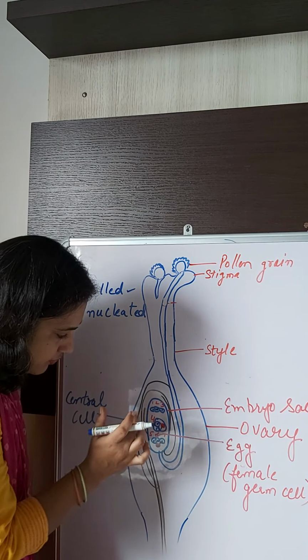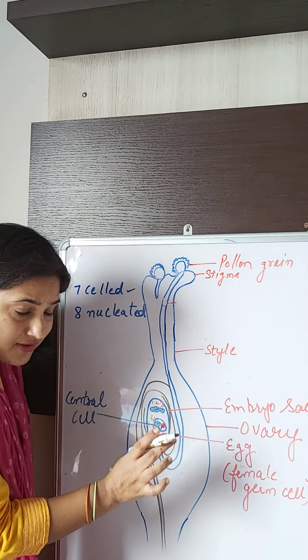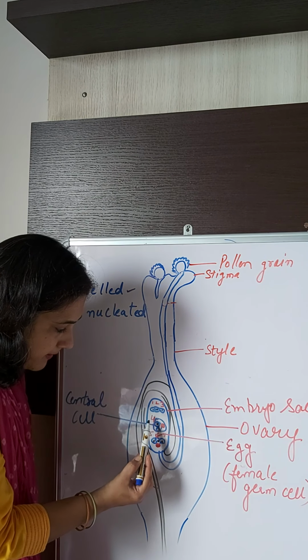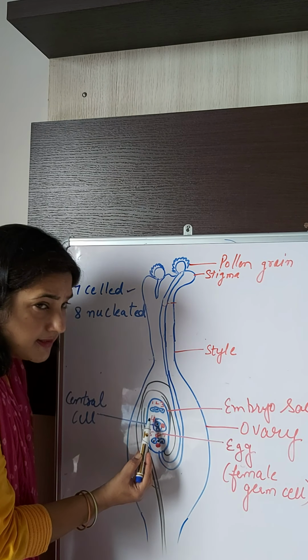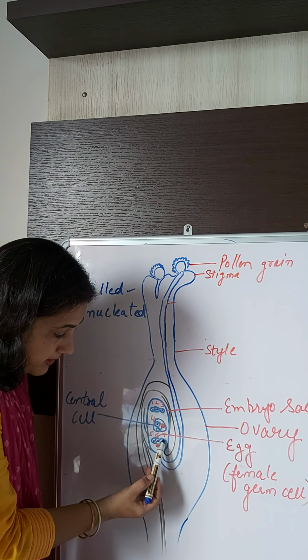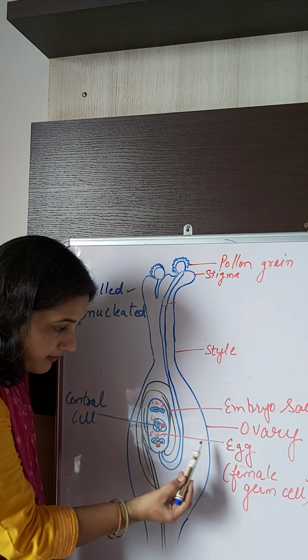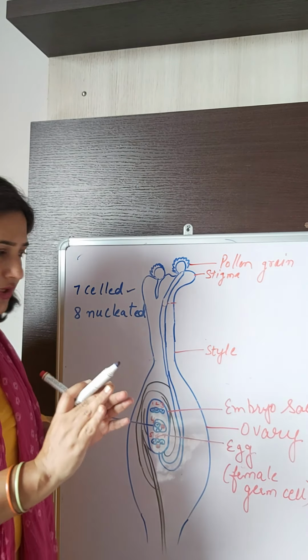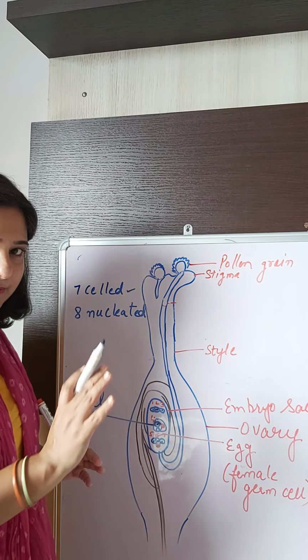Now look at this structure. Forget about these red structures right now. Look at the cells. Number 1, number 2, number 3, number 4. This is the central cell, number 4. Then number 5, number 6, number 7. The 6th one here is the egg, that is the female gamete. We know that fertilization occurs between the male gamete and the female gamete.